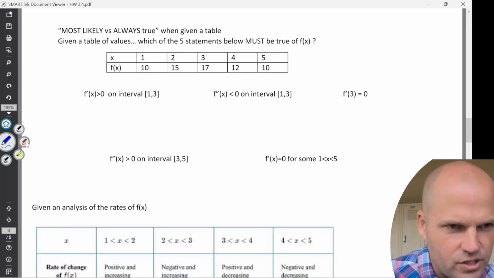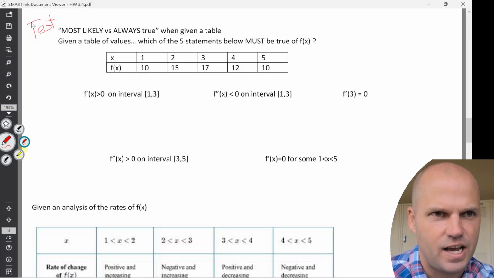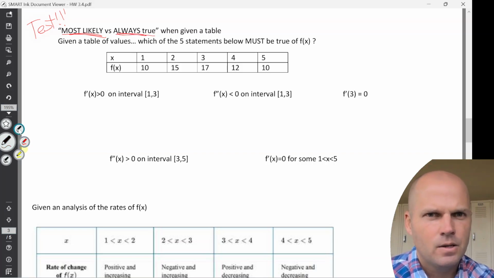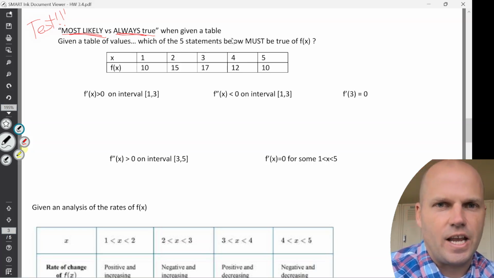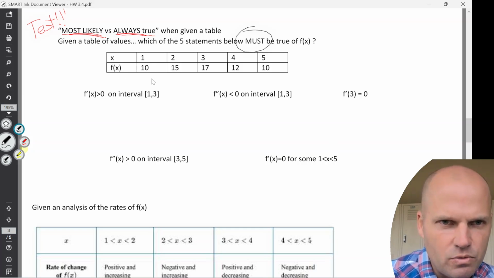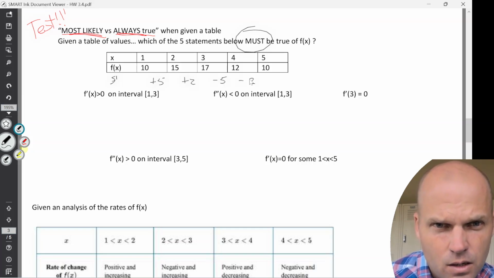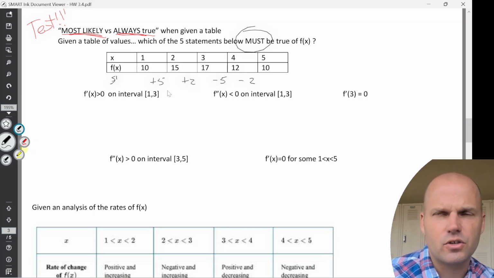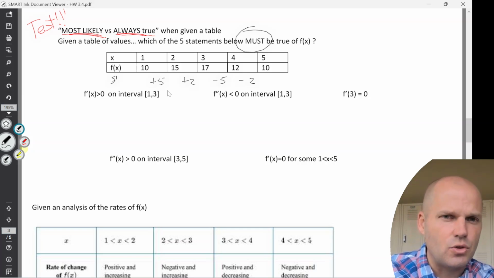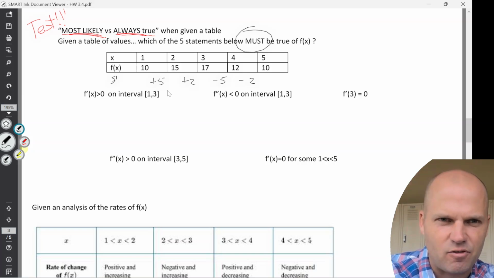Okay, brings us to the next set of questions, which is preparing you for your test. Heads up, this is stuff that you're going to see on your test. The idea of most likely versus always true. The question is, which of these statements must be true of f of x? You need to understand that just because you think you understand the slopes, just because you think you understand the shape of things, does not necessarily mean that things have to be true.